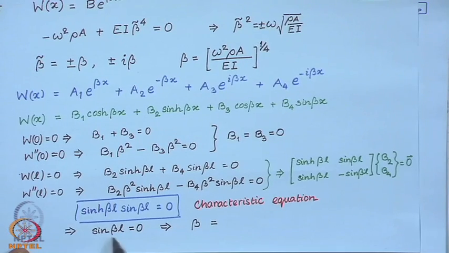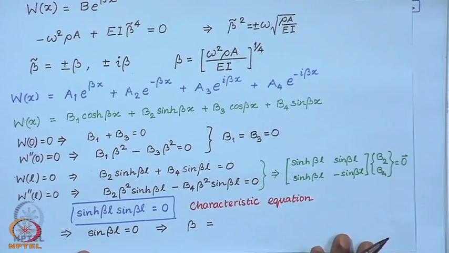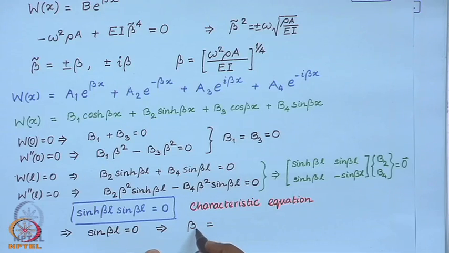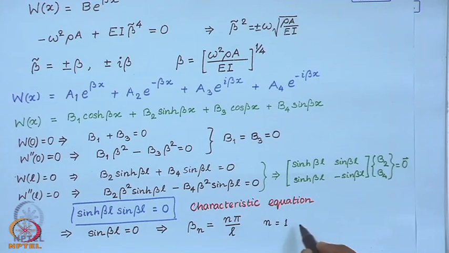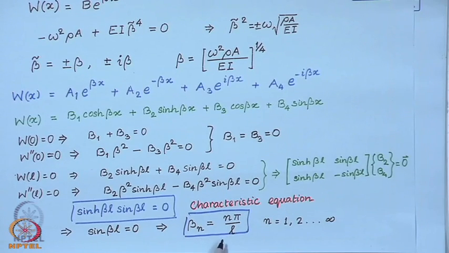And that implies, now this beta L, sin of beta L equal to 0, that can happen at infinitely many values of beta, which can be indexed. So, these are the values of beta n for which all these boundary conditions will be satisfied.